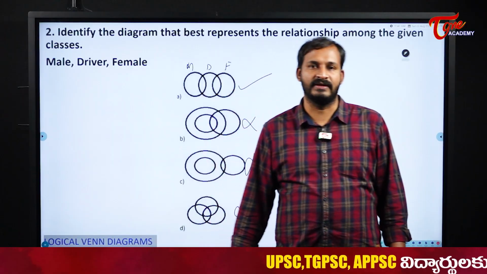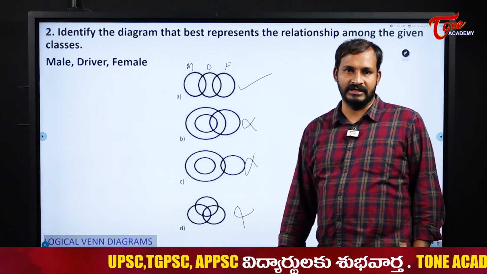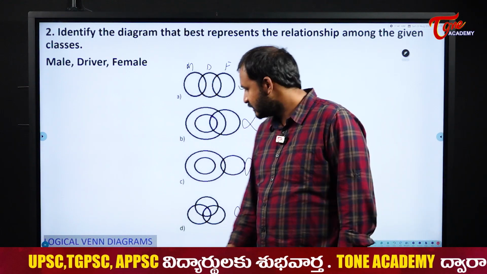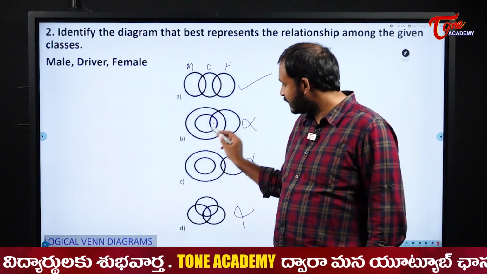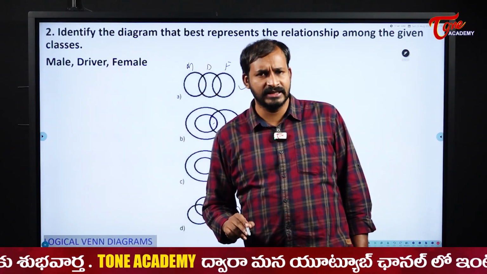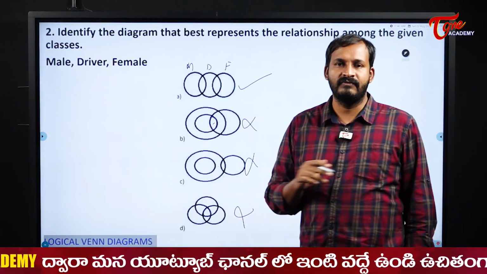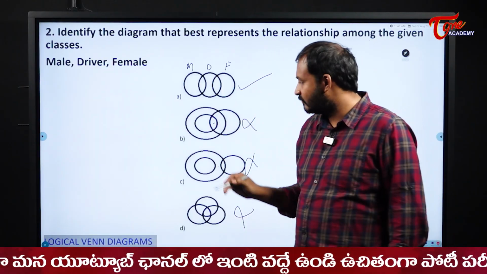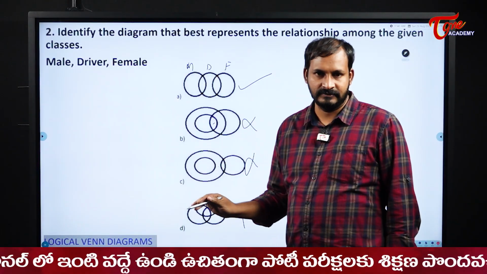Male, drivers and females, right? That is the best one. Yes sir, that is the best one here. So try to eliminate the options. In the second and fourth options, male and female are getting intersected. So we should never intersect male with female. Why? Because those two are two different genders. So B and D are deleted.